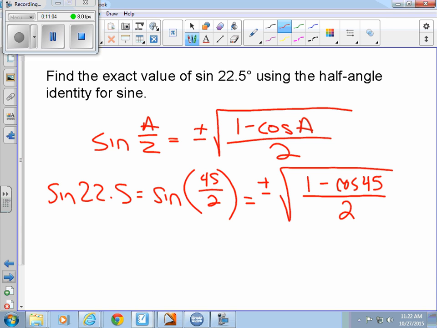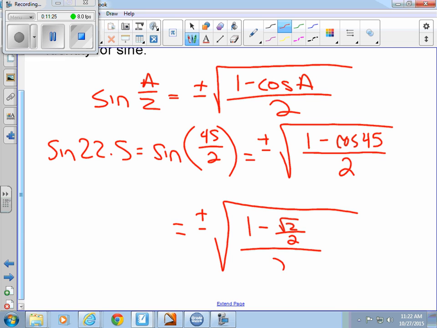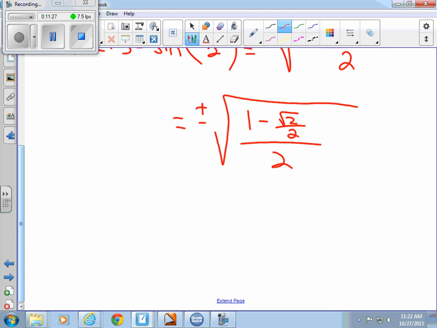some nasty simplification, but that's okay. Any questions so far? Good so far? So this is plus or minus the square root. What's cosine 45? Square root of 2 over 2. What do I mean? We've got some nasty simplification to do.